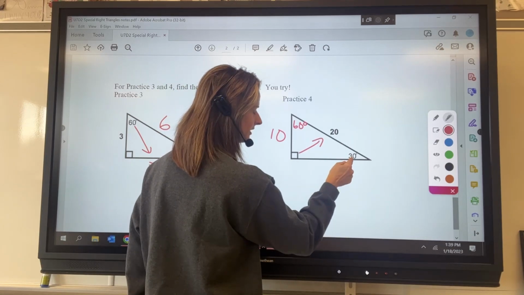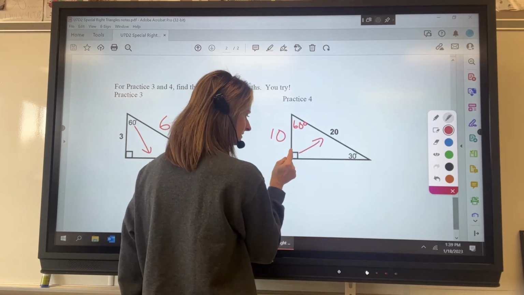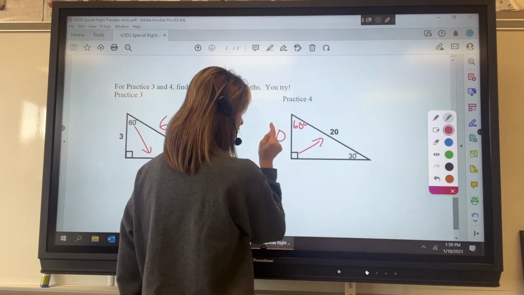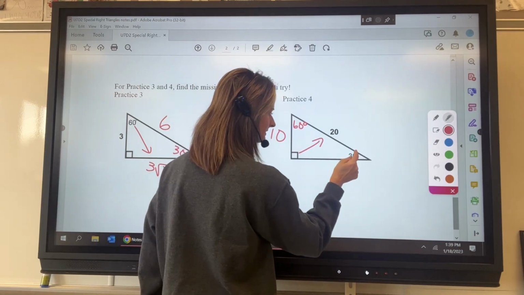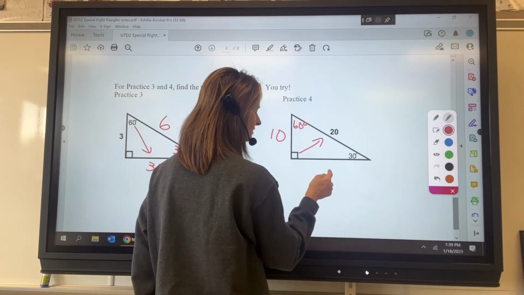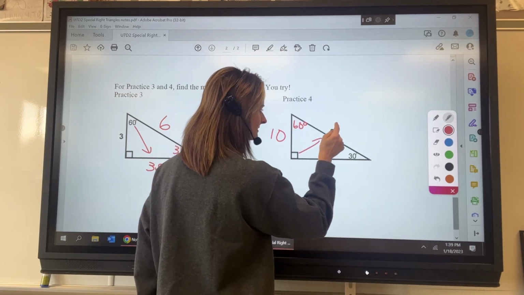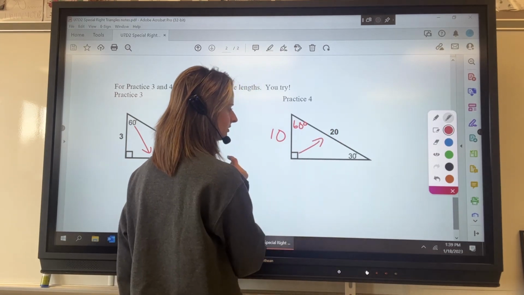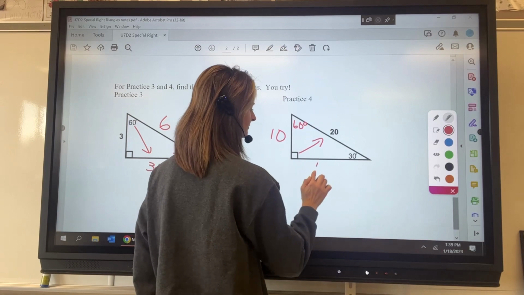Here's the smallest angle. Here's the middle angle. Here's the biggest angle. The shortest side is across from the smallest angle. The middle side is across from the middle angle, and the longest side is across from the biggest angle. So this is 10 times root 3.